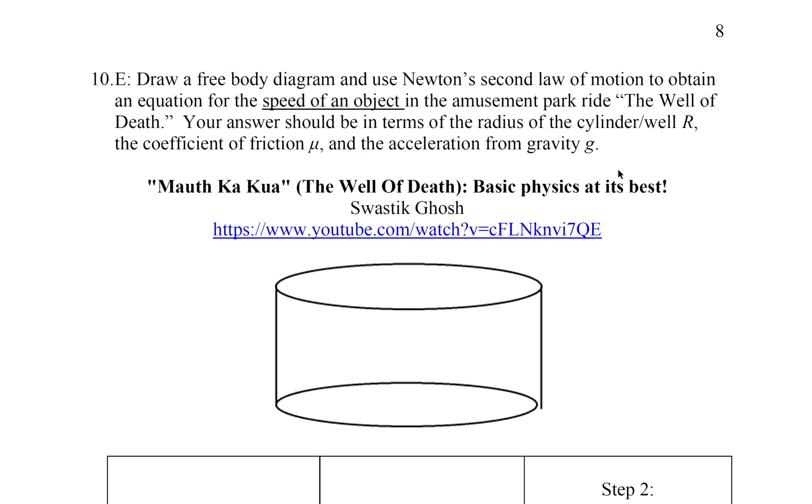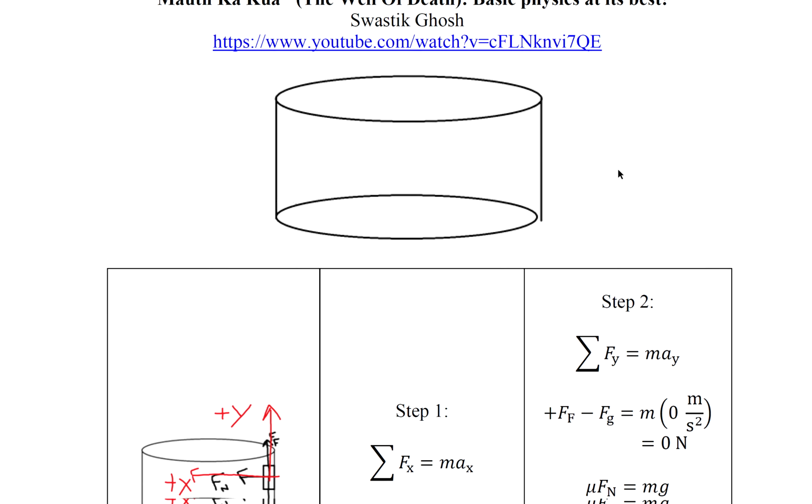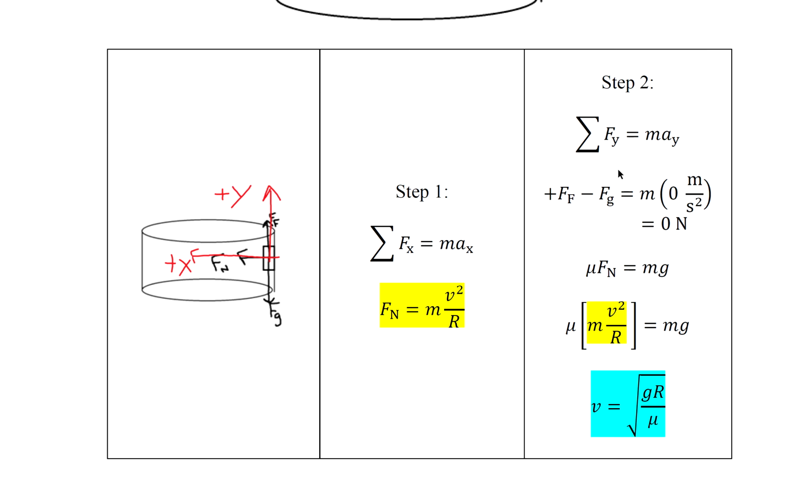Question 10. Draw a free body diagram and use Newton's second law of motion to obtain an equation for the speed of an object in the amusement park ride, The Well of Death. So remember, this well is not moving. The cylinder is not moving. This object is moving in a circle fast enough that it's actually on the wall.